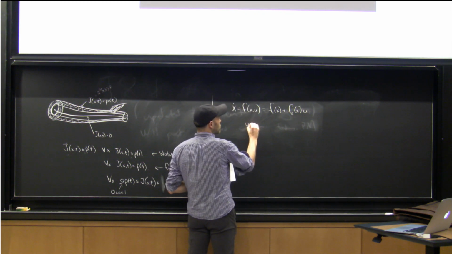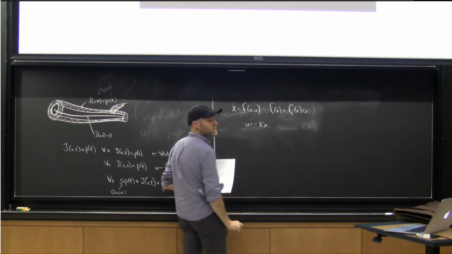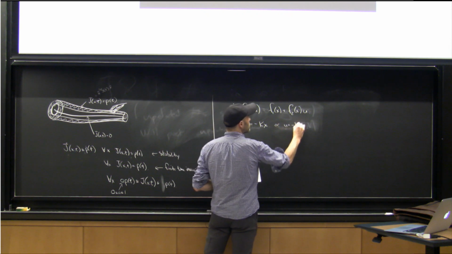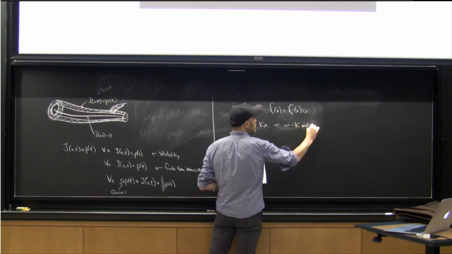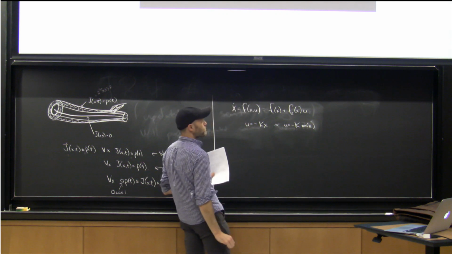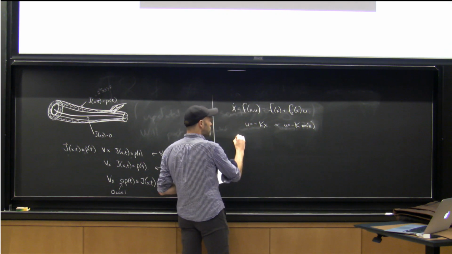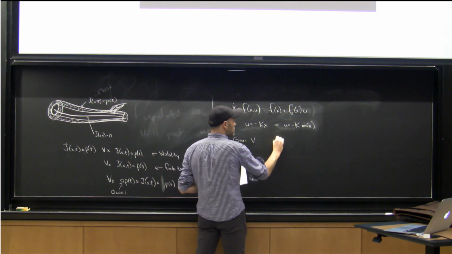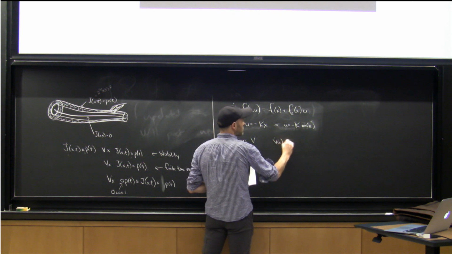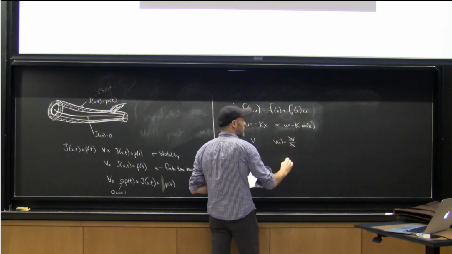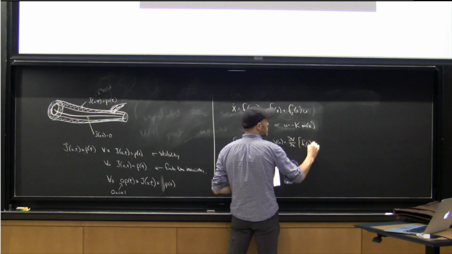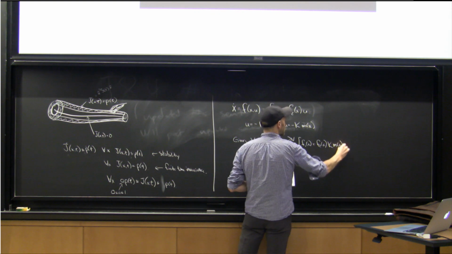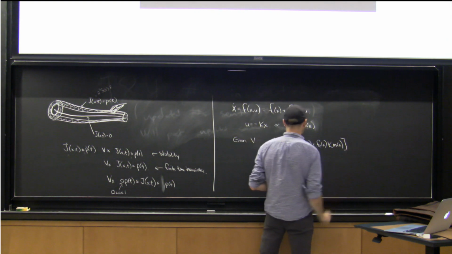And I want to search for a controller u equals, let's say, negative kx, or the generalization of that, which is some polynomial, let's say negative k times a bunch of monomials of x. Okay. Then let's say I'm given V, my conditions V dot of x just look like partial V partial x, f1 of x plus f2 of x, k m of x. Right?